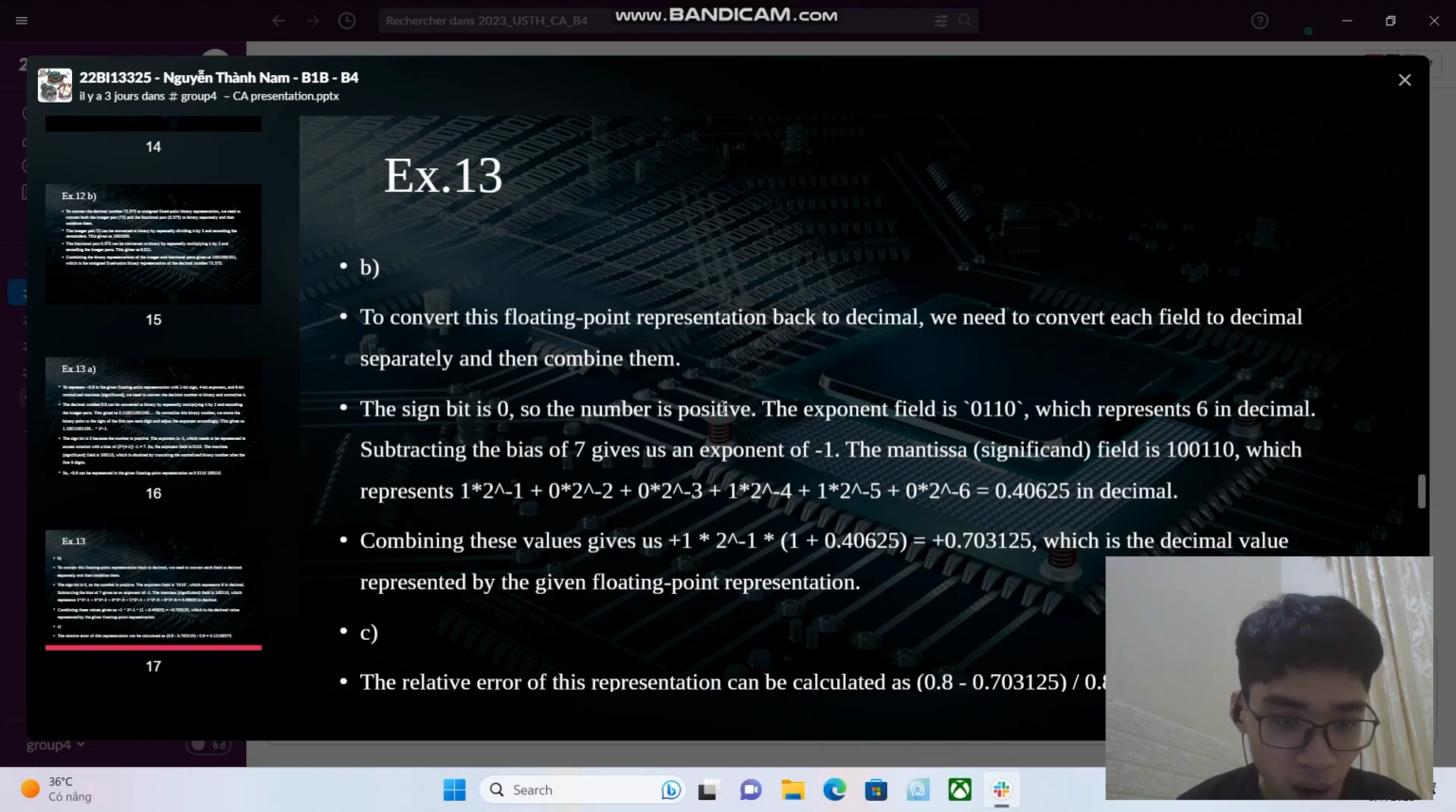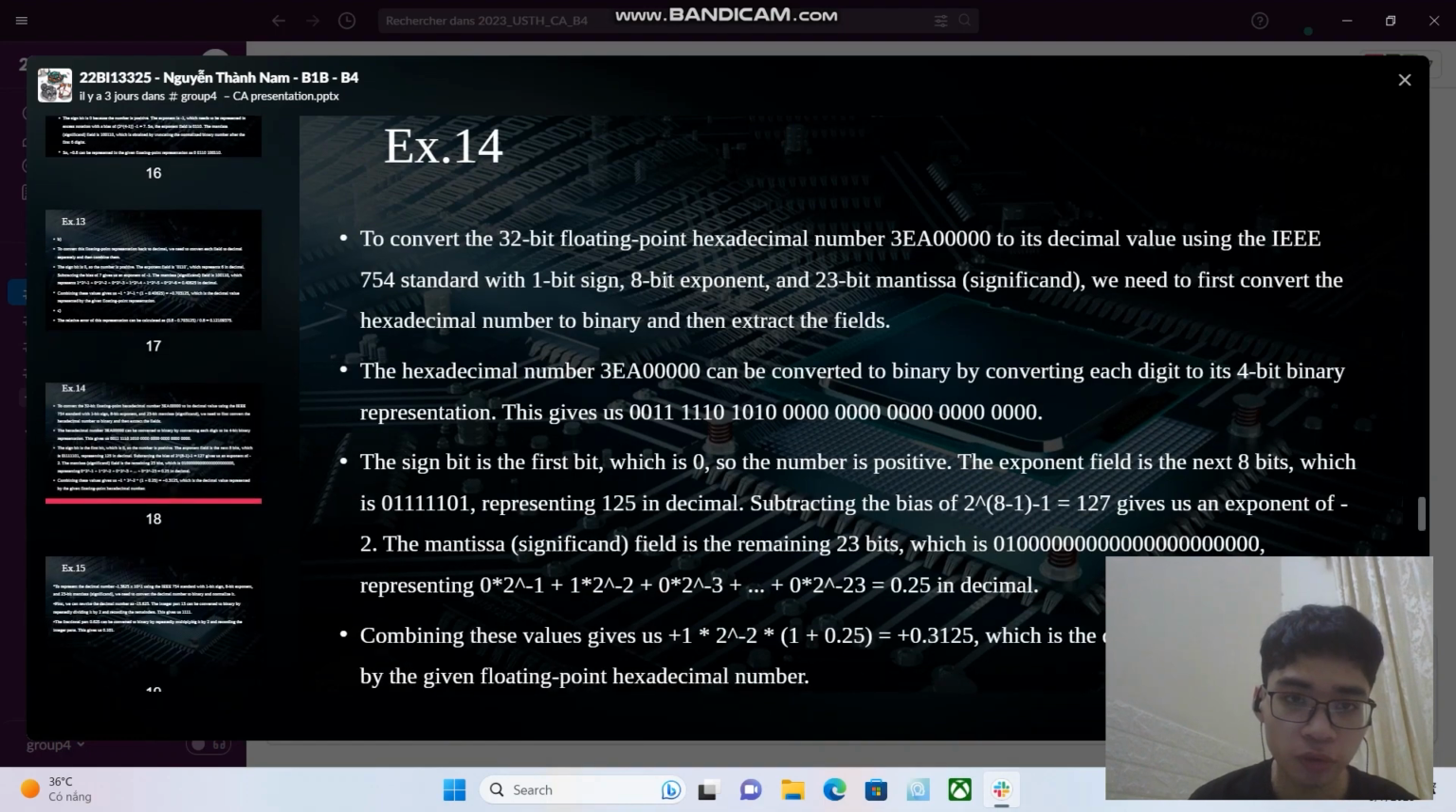The last part. The relative error of this representation can be calculated as 0.8 minus 0.703125 divided by 0.8, which equals 0.1210937.